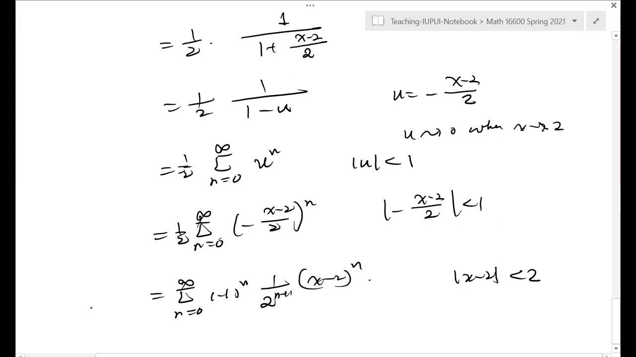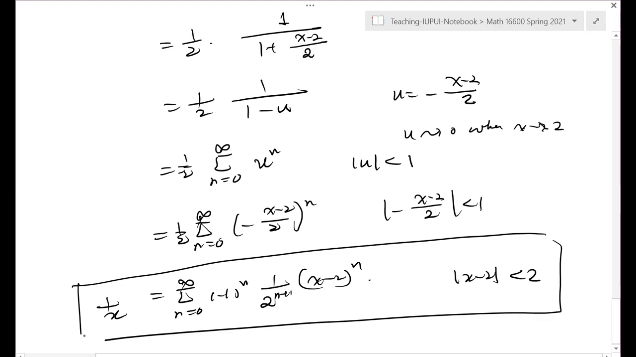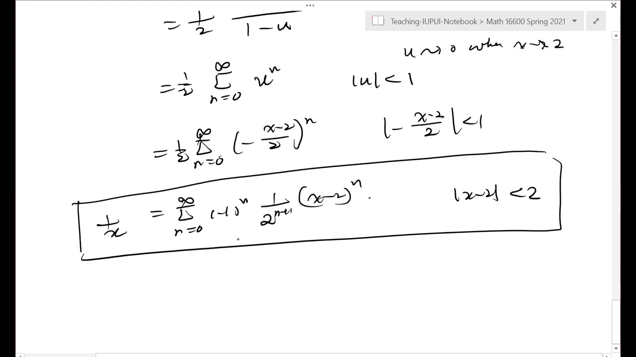So you see, we get this identity. So this is a Taylor series. It must be the Taylor series. This power series is equal to 1 over x when absolute value of x minus 2 is less than 2. So we get more than what we need. We get the Taylor series. We also show that the Taylor series is convergent when absolute value of x minus 2 is less than 2, and convergent to the function 1 over x. You see, so it's better.